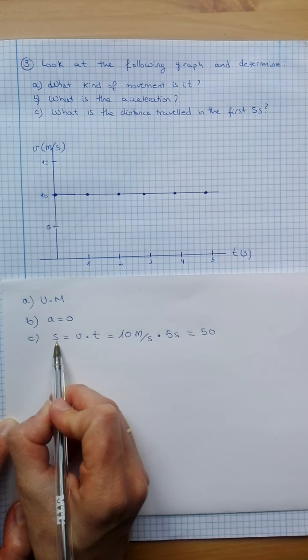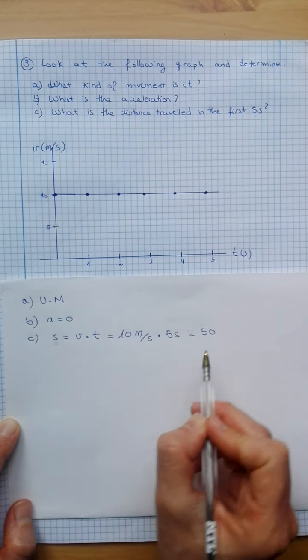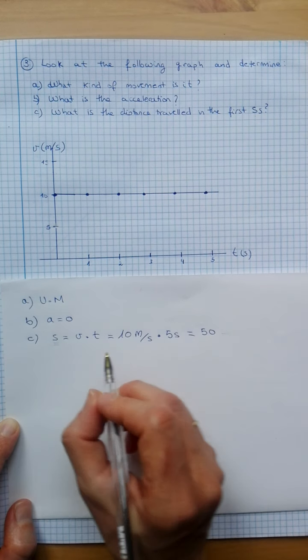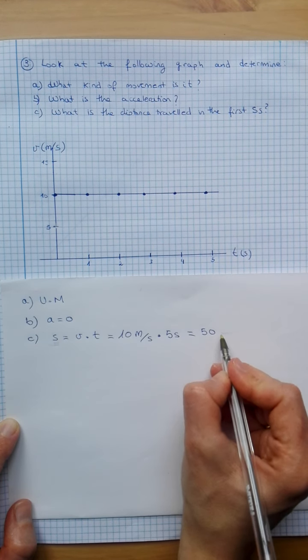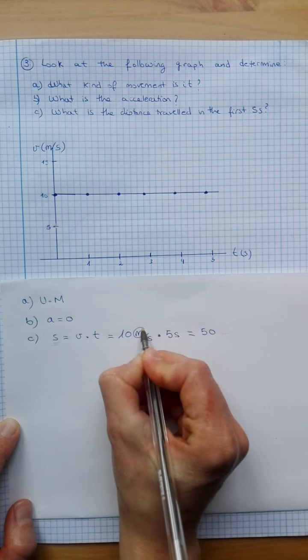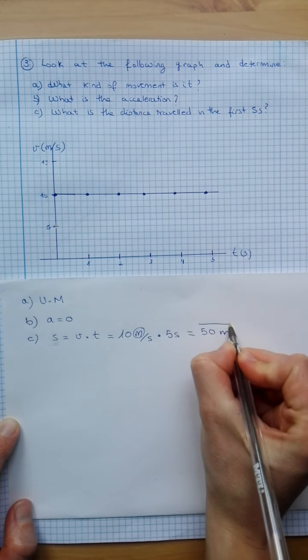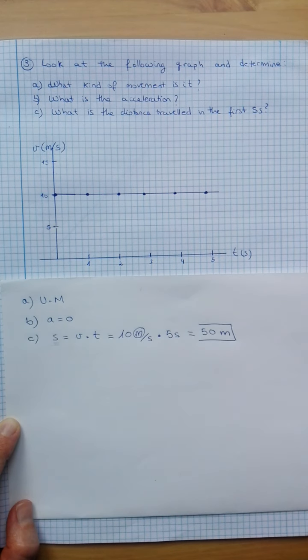50 what? They are asking us about the distance traveled. We are calculating the distance traveled. So this must be a unit of distance. What is the only unit of distance we have here? Meters. So the answer is 50 meters.